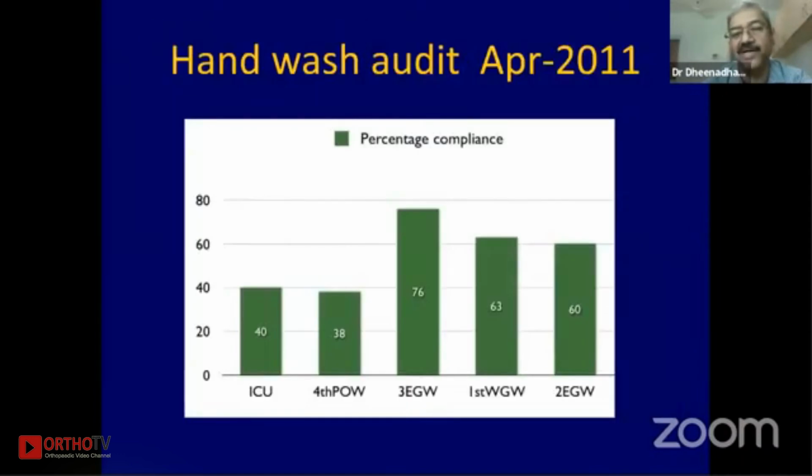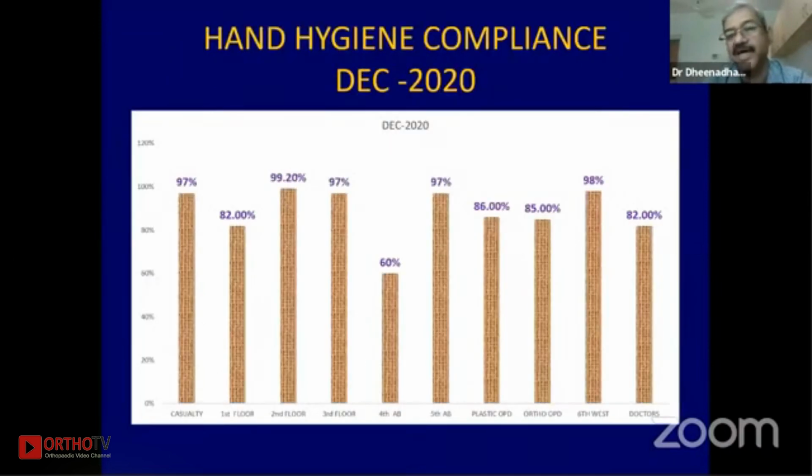Now compared to April 2011, we also do the audit in all the wards. We wanted to see how many of them are compliant. You can see that the percentage of compliance was very low. Now you can see the hand hygiene compliance in 2020, because we are monitoring everybody, is as good as anywhere. Wherever there is a drop, we go in and teach everybody that there is a drop in this ward, so you have to make sure that everybody follows it.